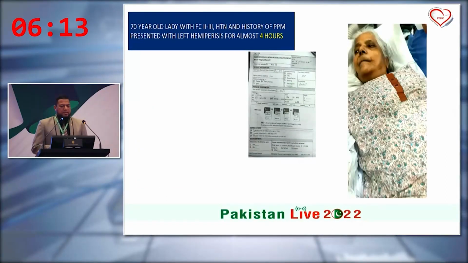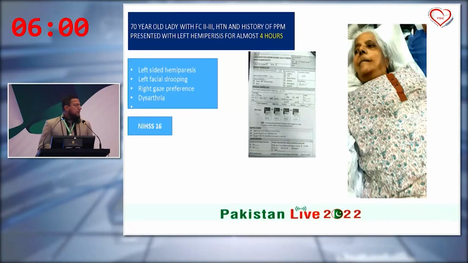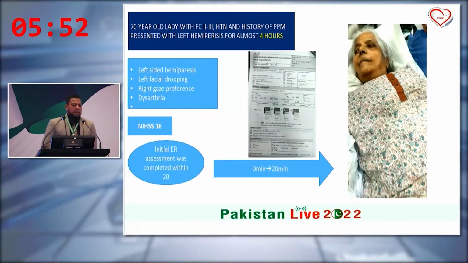So that's my case. I'm going to present this lady who was a 70-year-old lady with a history of hypertension, functional class 2 to 3, and has had permanent pacemaker implantation. She presented with left-sided hemiparesis. Her initial clinical evaluation in the ER showed left-sided hemiparesis, left facial drooping, right gaze preference, dysarthria, and her NIH score was calculated to be 16.